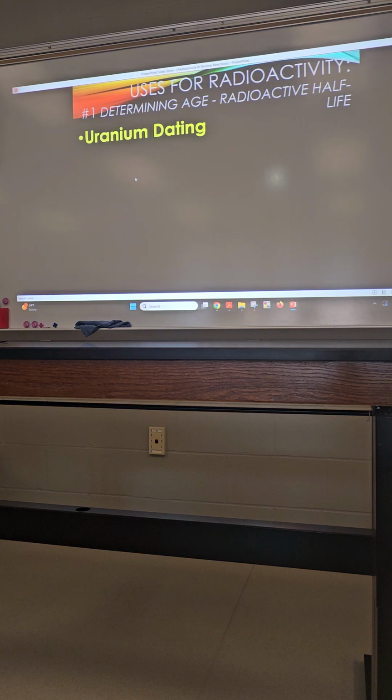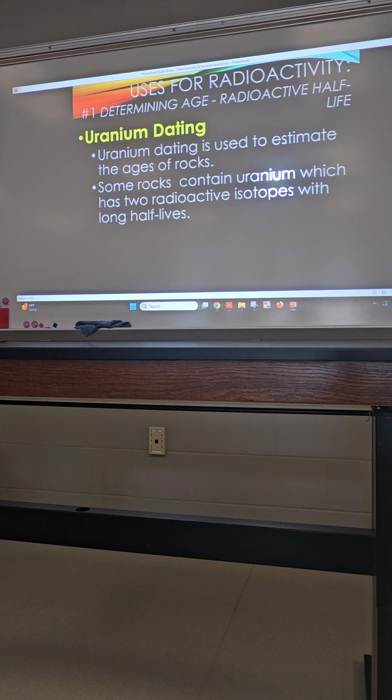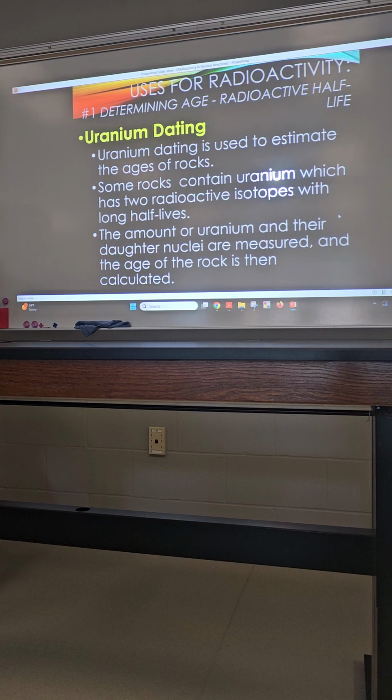Okay, so uranium dating, just like they ended with, is used to determine the age of rocks. One of the ways. Some rocks contain uranium, which has two radioisotopes with really long half-lives. Just like they said, uranium-238 is billions of years. And so the amount of uranium and their daughter nuclei are measured, and then the age of the rock can be calculated. And again, daughter meaning like a derivative, or it's coming from the original uranium isotope.